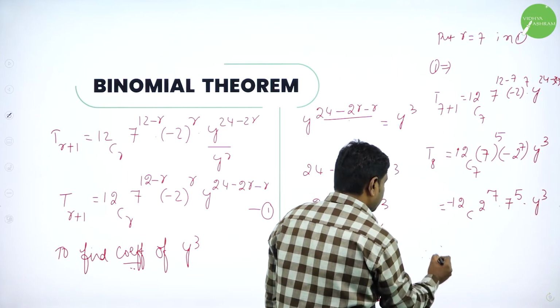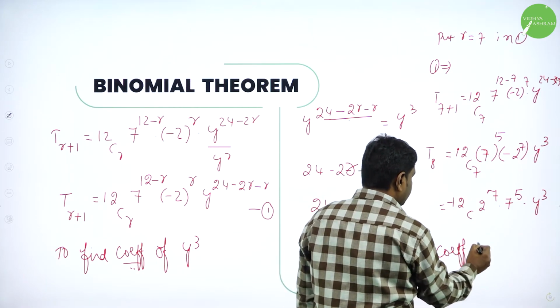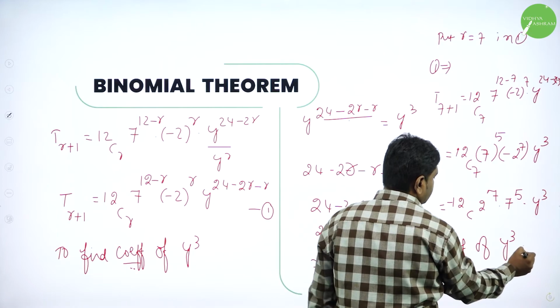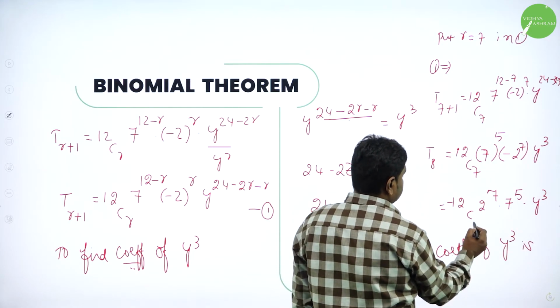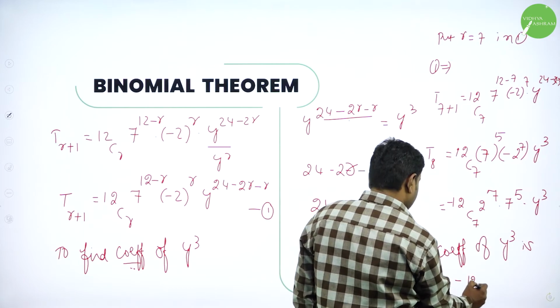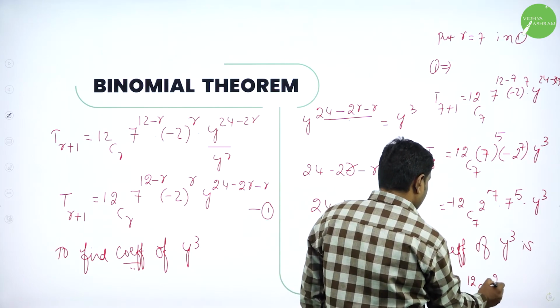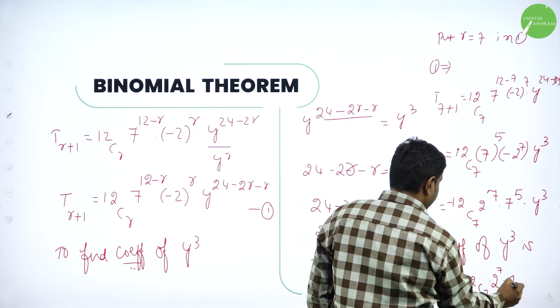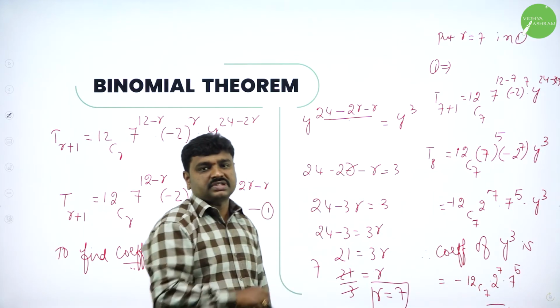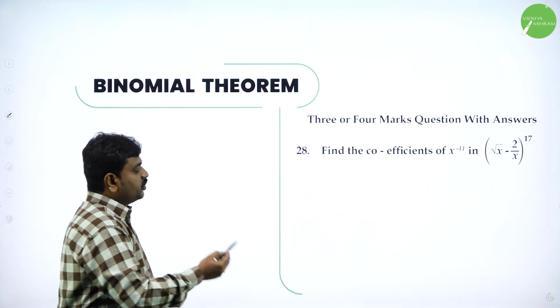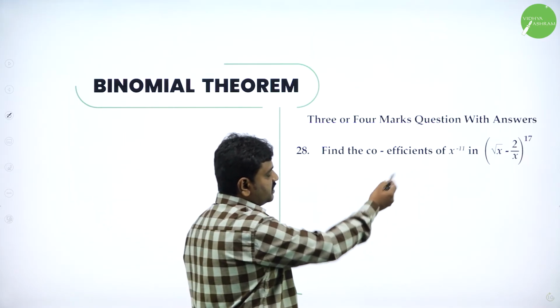So therefore, the coefficient of y cube is equal to minus 12C7, 2 power 7, 7 power 5. This is the coefficient. I hope all of you understood this. Now they want you to find the coefficient of x power minus 11 in this.